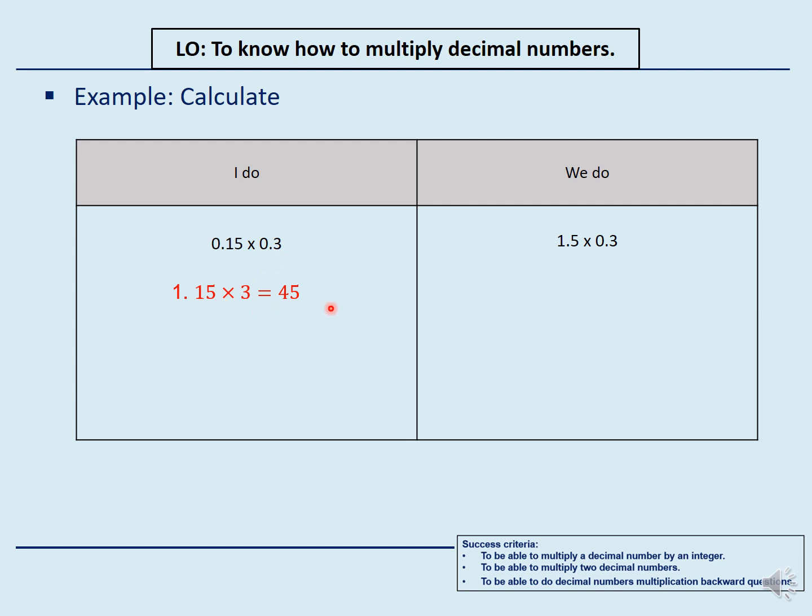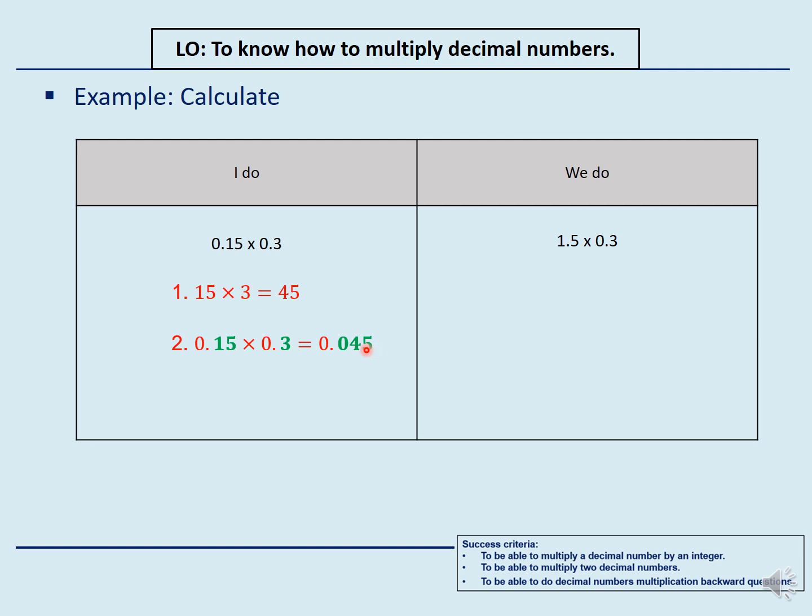For the second step, if you remember, we need to go back to the question and see how many decimal places we have in total. So in this number, I only have one decimal place, and in the other one, I have 1 and 2 decimal places. So in total, I have 3 decimal places, 1 there and 2 there, which means in my last answer, I need to have 3 decimal places as well.